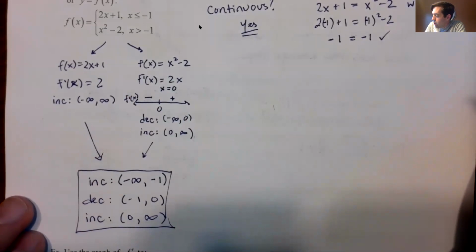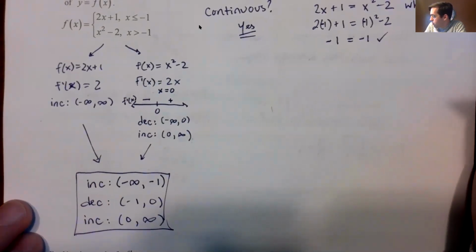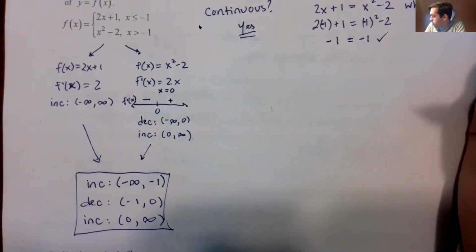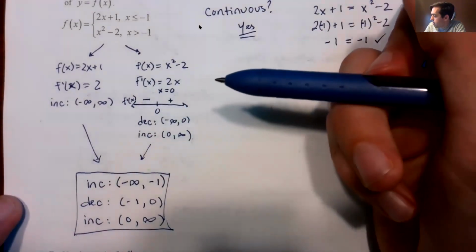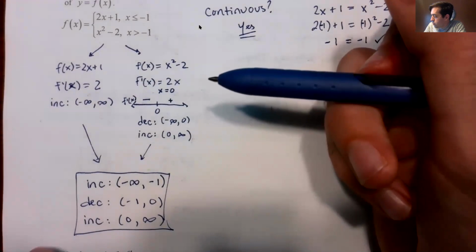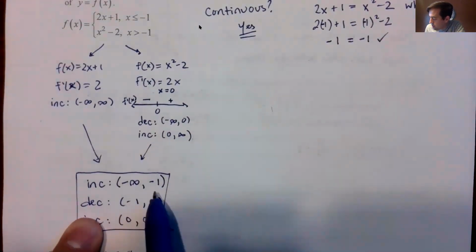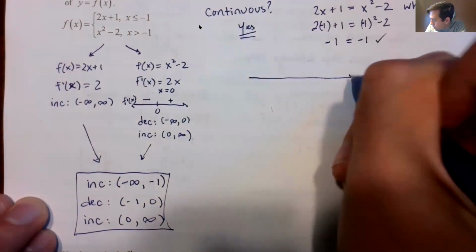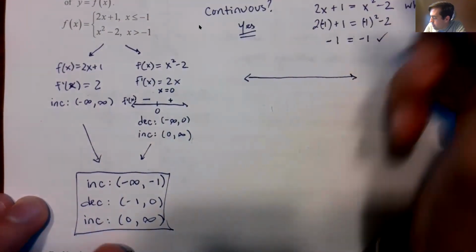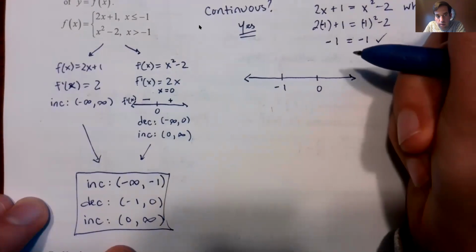Now we want to find all of the points that are relative maxes and mins. Okay, so let's figure this out. We already know that we have a critical point at 0. And we also change from increasing to decreasing at -1. I could write this on the number line like in our previous question if we wanted. And we could say that -1 and 0 are where we switch.